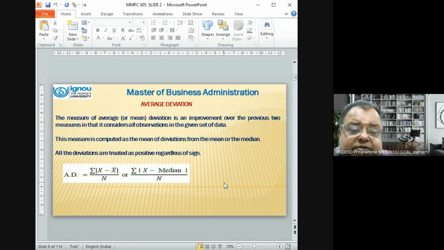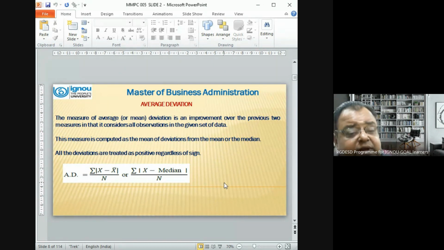Average deviation. The measure of average deviation is an improvement over the previous two measures in that it considers all observations in the given set of data. This measure is computed as the mean of deviations from the mean or the median. All the deviations are treated as positive regardless of the sign. That is why a mod sign is used. That is summation of mod of x minus x bar upon n. That means it will always have a positive value.